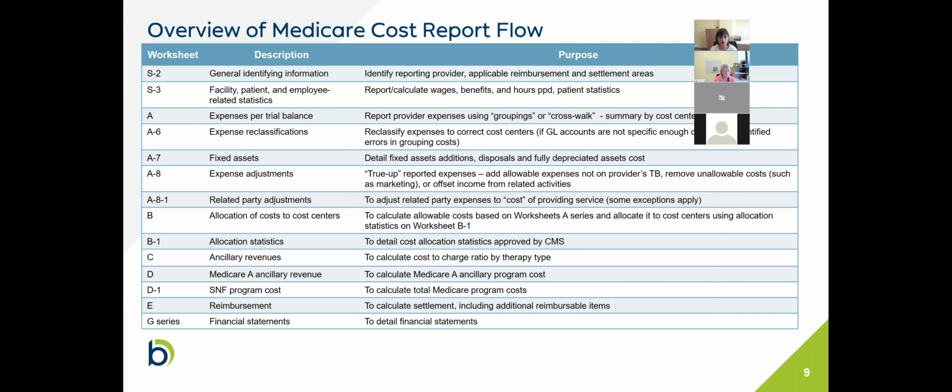There is a schedule for reporting of fixed assets, and basically what is required is that we report historical balances for cost of fixed assets on your books, but then we also report additions, any disposals, and also fully depreciated asset costs.